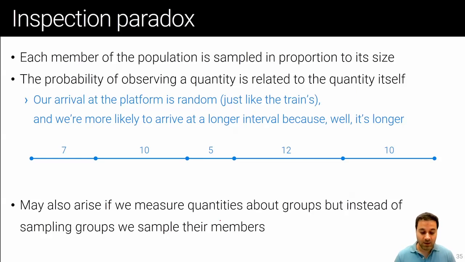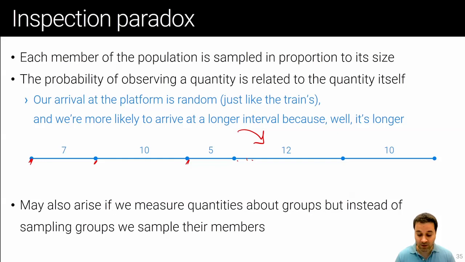The thing is that each member of a population, in here the time between two consecutive trains, is sampled proportional to its size. What that means is the probability of observing a certain quantity is related to the quantity itself. In the case of the trains, our arrival to a platform is a random event, just like the train's arrival. And it just happens that we are more likely to arrive at a longer interval, well, because it's longer. So let's say that each of these points represents the arrival of one train. Between those two, it's 7 minutes apart. Between the next two is 10 minutes, 5, 12, and 10. Then we are more likely to arrive at a long interval of 12 minutes because it's longer.